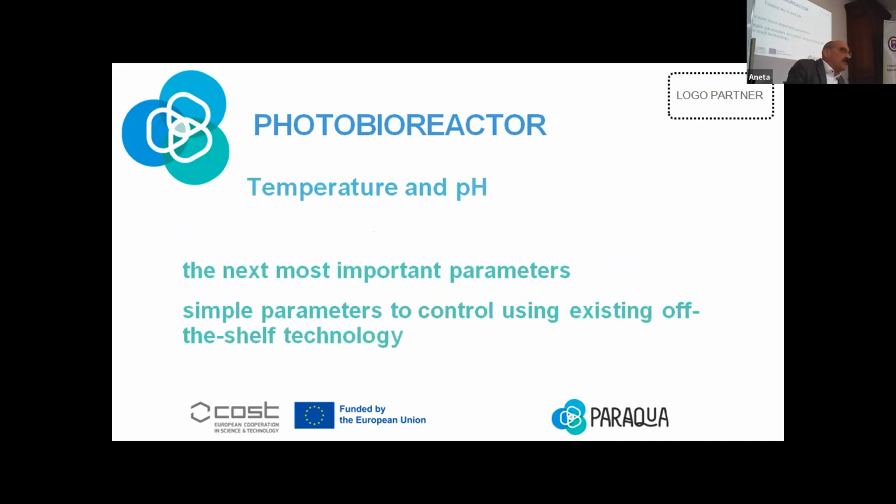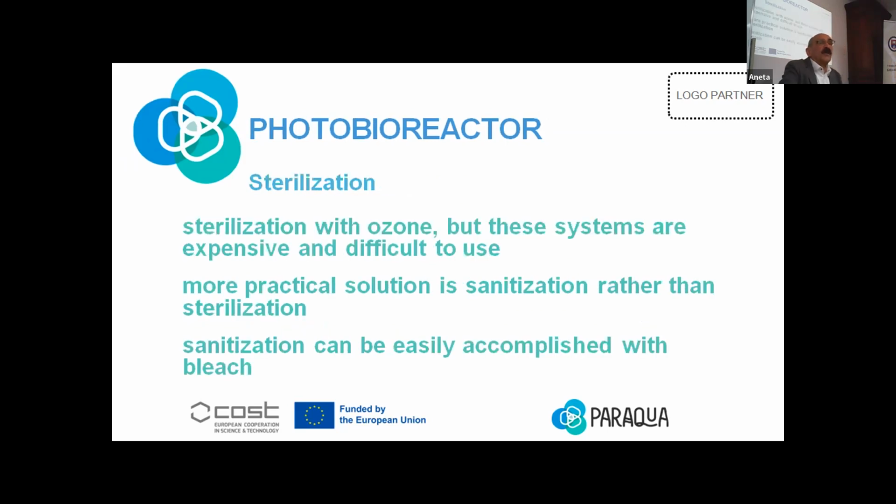Temperature and pH, of course, temperature is very important. You have different algae. Some of them grow on a very narrow range of temperature. Some of them can grow from 5 to 35 degrees. So depending on the organism which you want to grow, you have to control the temperature. It's the 21st century. Controlling temperature is really not difficult. There are many off-the-shelf systems with which you can control the temperature.